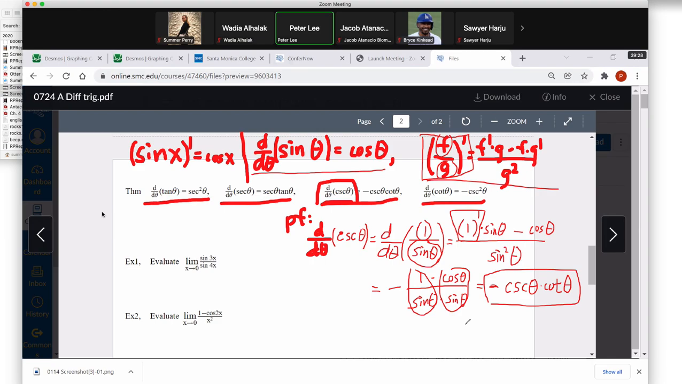So you have to know the definitions of these trig functions. Tangent theta is sine theta over cosine theta, and secant theta is 1 over cosine theta. Yeah, you have to know this, of course. Definitions of these trig functions. Okay, any questions here? No questions?